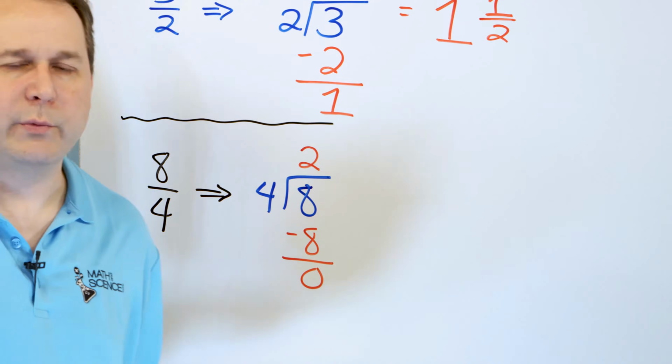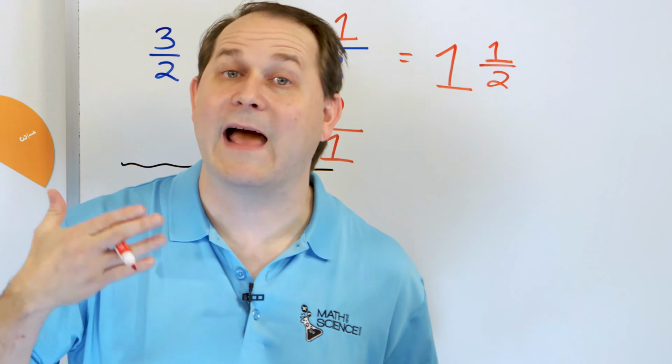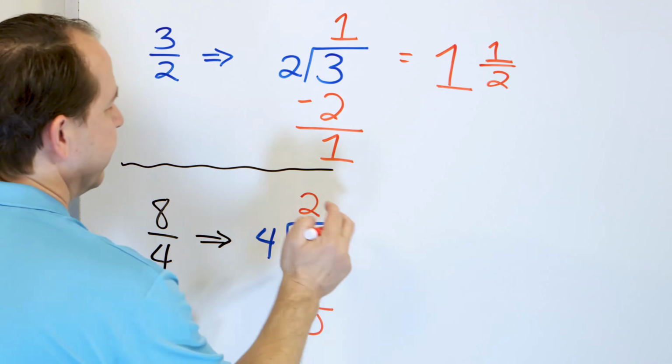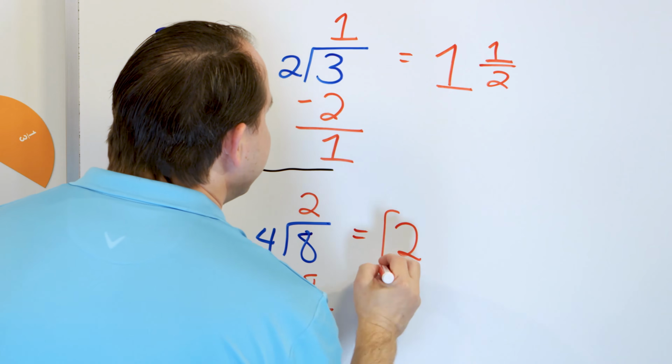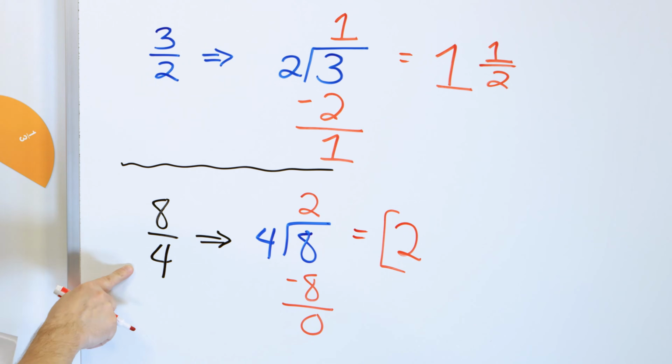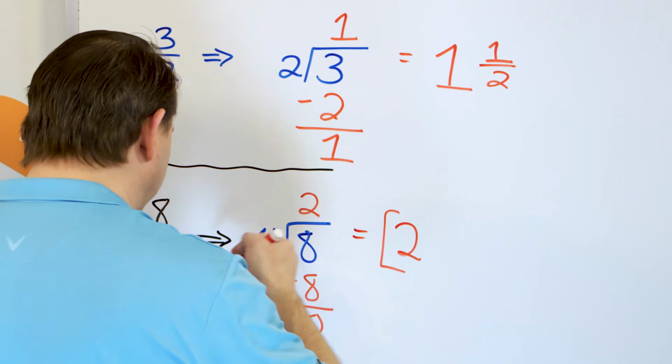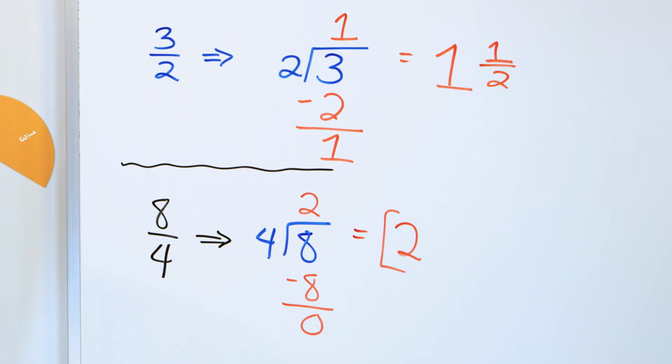So there is no remainder. We don't have any fractional leftovers at all. The answer is just 2. And so we think that the improper fraction 8/4 is exactly the same as 2 wholes. But that seems weird. How can these things be equal?